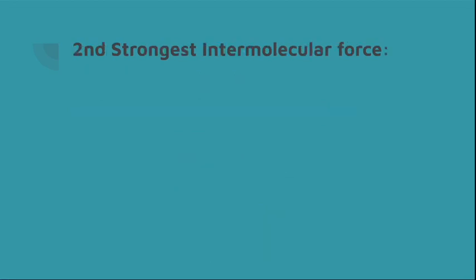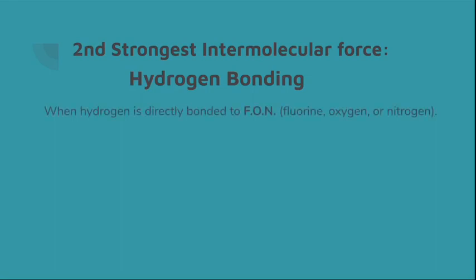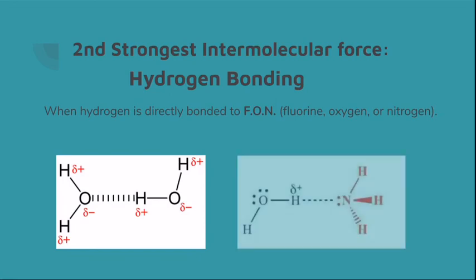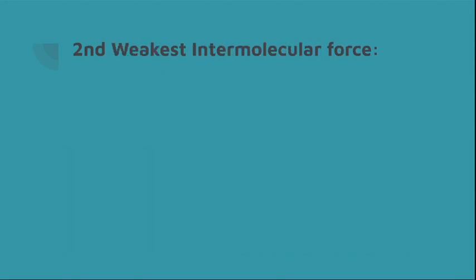The second strongest intermolecular force is hydrogen bonding. Hydrogen bonding is when hydrogen is directly bonded to fluorine, oxygen, or nitrogen. This is an example of hydrogen bonding because the hydrogen is directly bonded to the oxygen. This is also an example of hydrogen bonding because the hydrogen is directly bonded to the nitrogen.